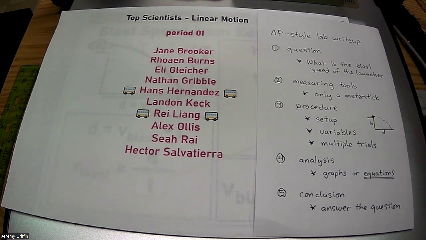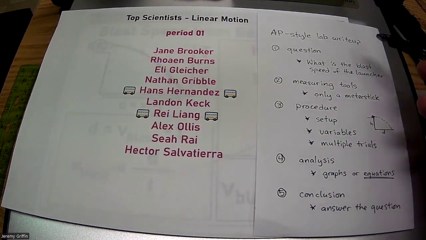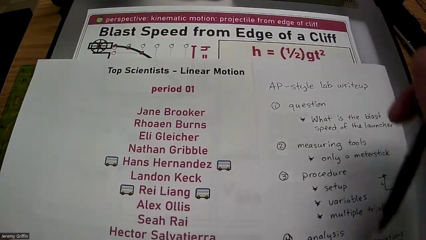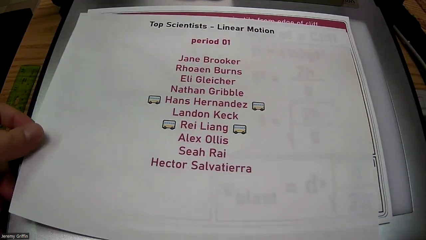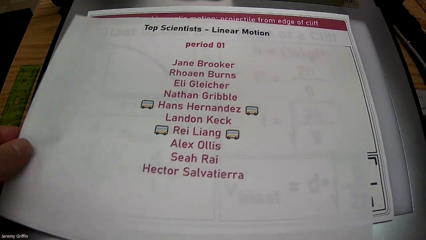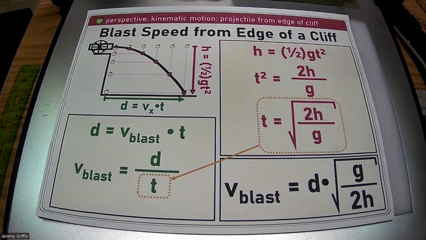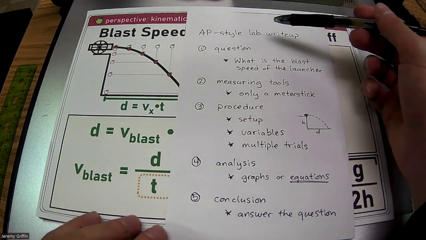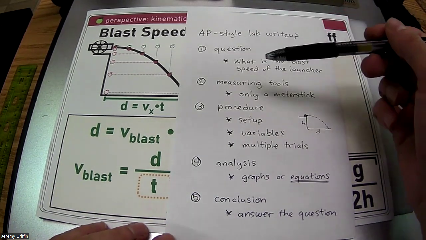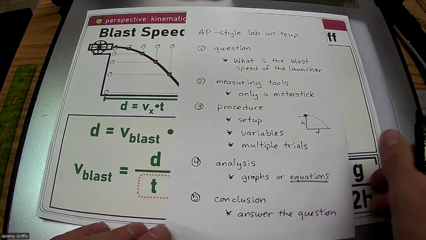Hey guys, let's do an AP style lab write-up for blast speed from the edge of a cliff. That's what we're going to look at. So here we've got a topic for linear motion. This is just for my AP class here. All right, so here's your five-part write-up: question, measuring tools, procedure, analysis, conclusion.